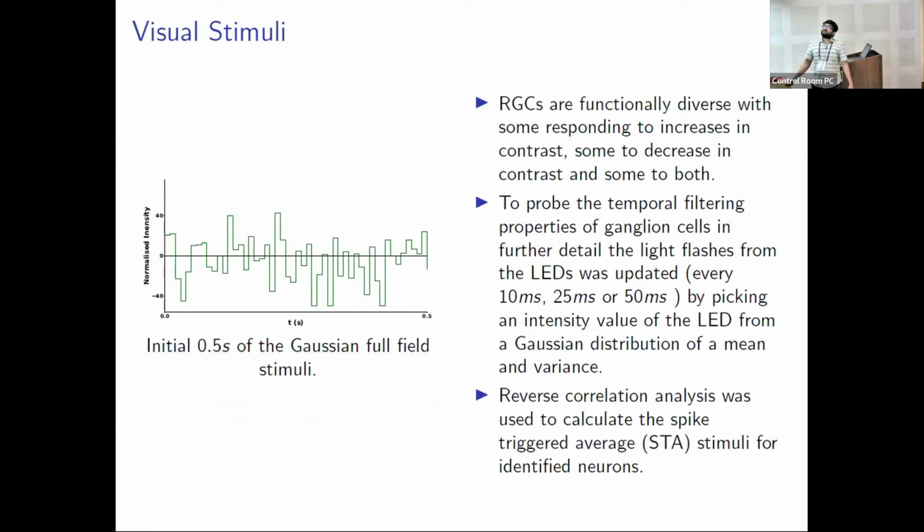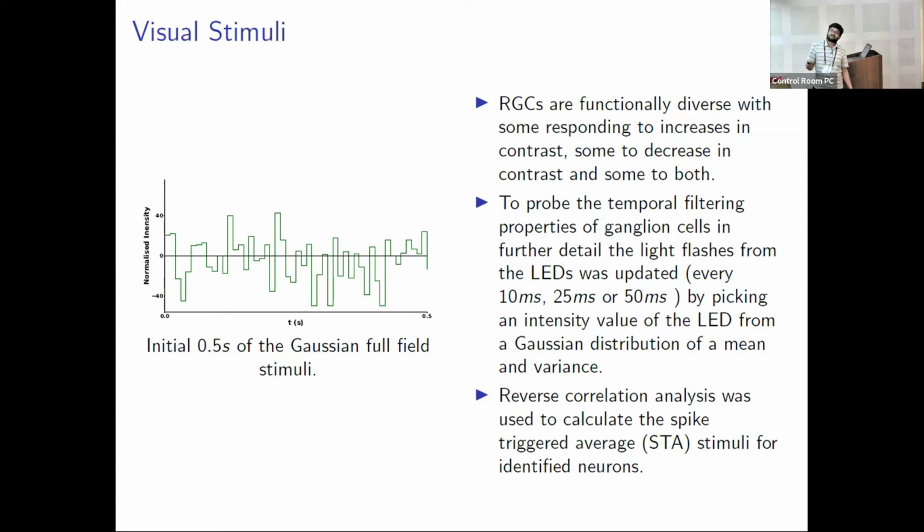Now, as I said, RGCs are functionally diverse, with some responding to increases in contrast, contrast being the Weber contrast. Those are called on cells. Some respond to decreases in contrast, and they are called off cells, and some respond to both, so they are called on-off cells. The full field flash is a fairly simple stimulus.